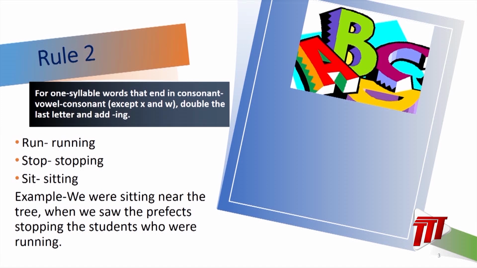Rule 2. For one-syllable words that end in consonant, vowel, consonant, except where the word ends in the letters X and W, we double the last letter and add ing. The word run, R-U-N. We have the consonant R followed by the vowel U and the consonant N. So we double the N and then we add ing to produce running.